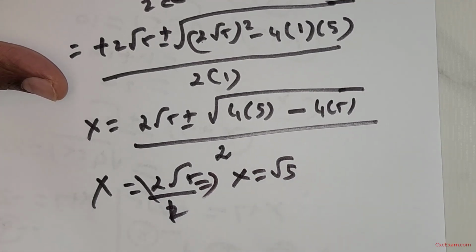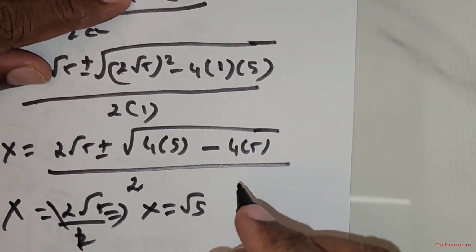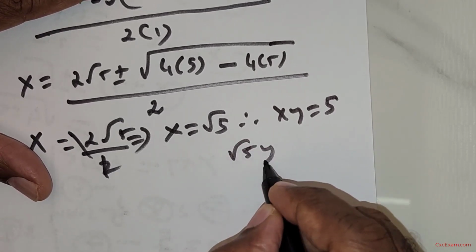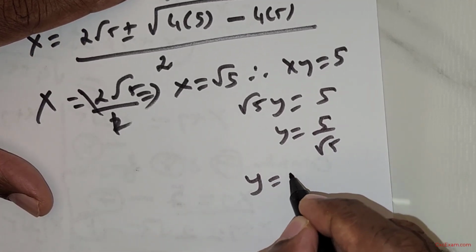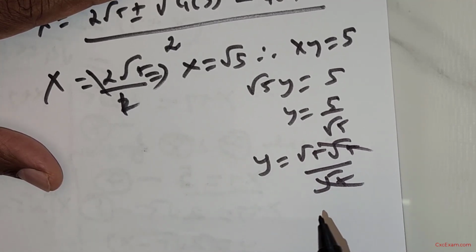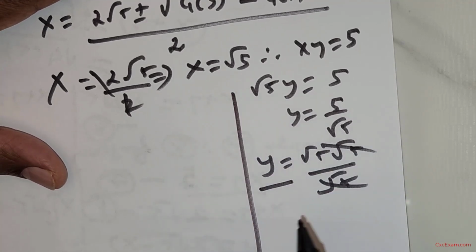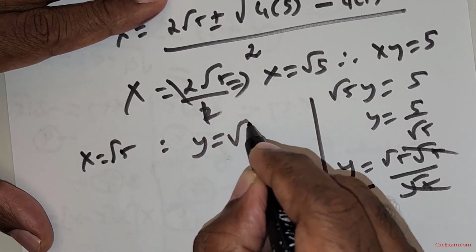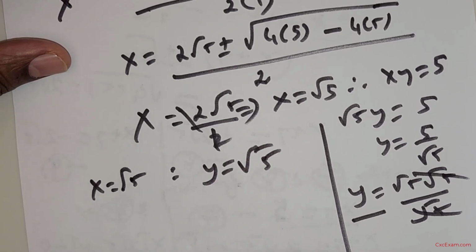So when x is equal to root 5, you have to find out the value of y. So what is the value of y? Therefore xy is equal to 5, so root 5 times y is equal to 5. So y is equal to 5 divided by root 5. So y is equal to root 5 times root 5 divided by root 5, which gets cancelled. And y is equal to root 5. It was very straightforward. So when x is equal to root 5, y is equal to root 5. Okay, that is the value we are getting.